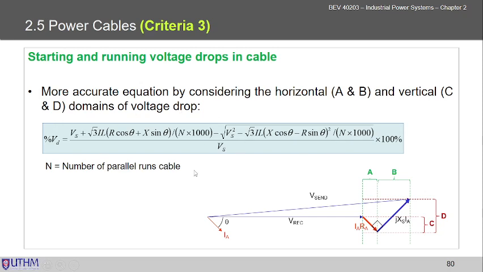This is more precise. And in this case, the number of parallel runs of cable has been put in. That means how many parallel run cables we have at one time. So we put in n. Let's say we have 6 cables, so that means it's 6 cables here. And the rest is almost the same definition as the previous one.